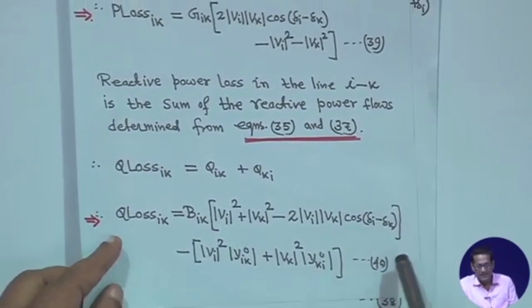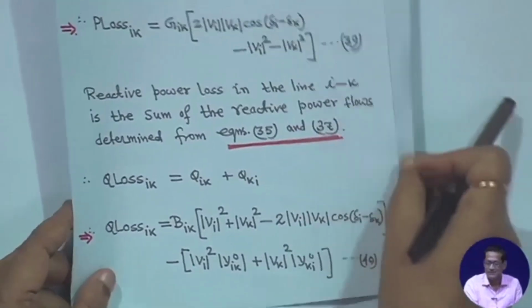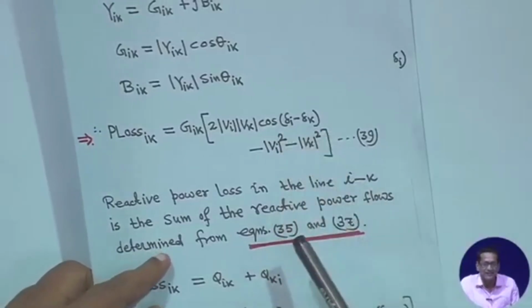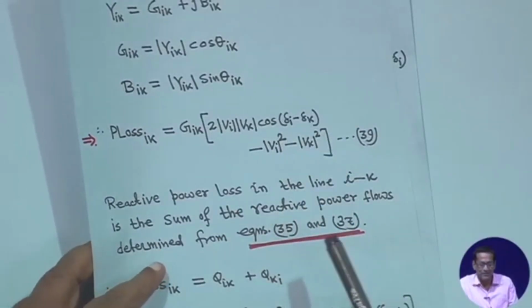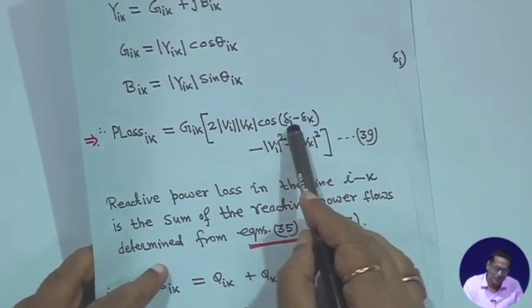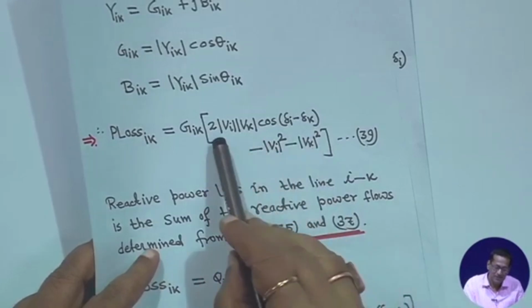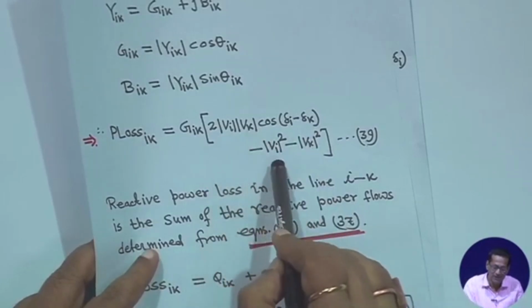Another thing, for further simplification: generally, if you assume that the difference delta_i minus delta_k is very small, then cosine of delta_i minus delta_k will be 1. In that case it will be 2 magnitude V_i upon V_k minus V_i, magnitude V_i square. It is something like this.